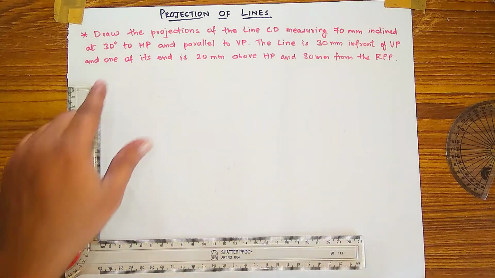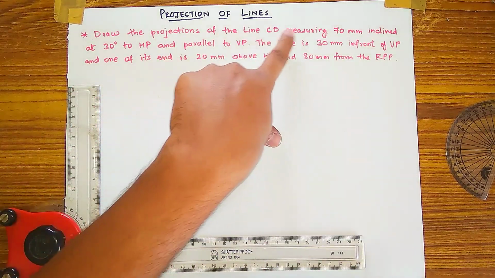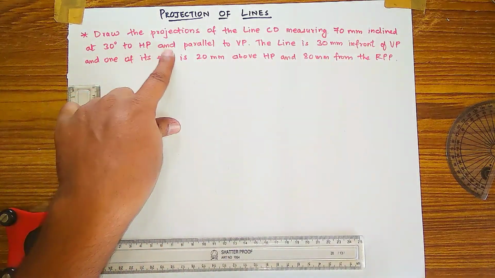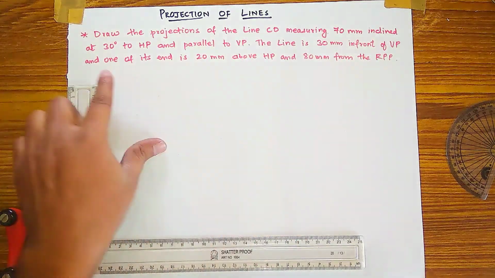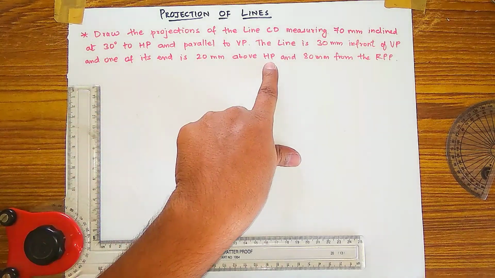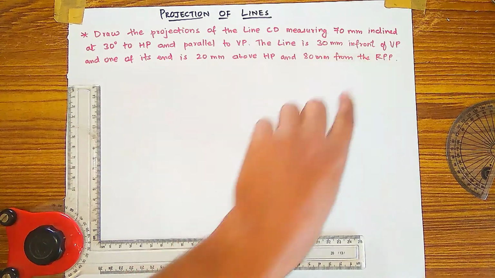And now I am going to start my problem. Draw the projections of the line CD measuring 70 mm inclined at 30 degrees to HP and parallel to VP. The line is 30 mm in front of VP and one of its ends is 20 mm above HP and 80 mm from the right profile plane. This is the right profile plane.